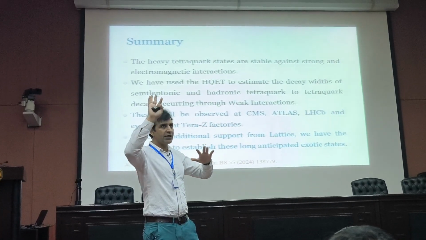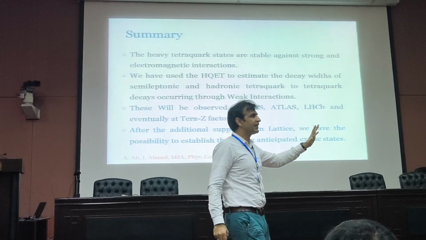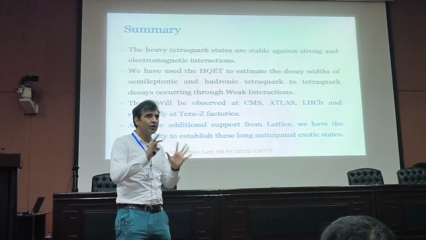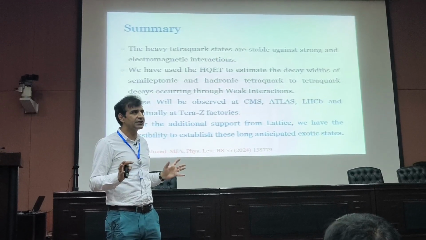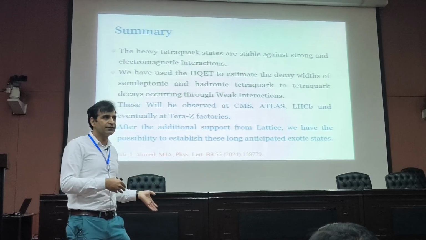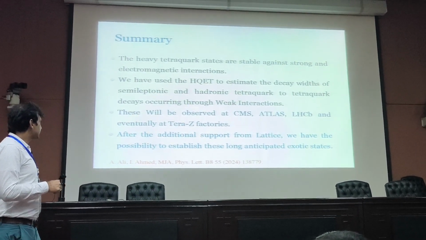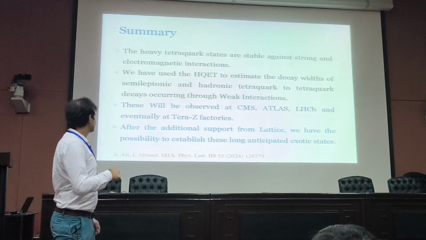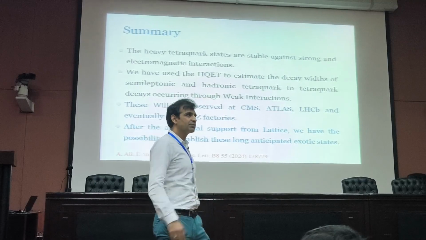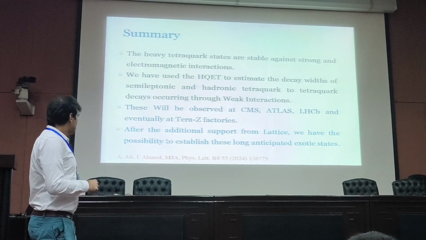So in this way, from the known form factors of the B decays, we can estimate the form factors of the tetra-quark states. And once we know the form factors, that is the only unknown quantity in the calculation, we can estimate the branching ratios of the different B decay modes. And finally, these will be observed at CMS, ATLAS, LHC, eventually, if not over here, then eventually at a Tera Z factory, which are basically machines that can look for these kinds of states very, very precisely.